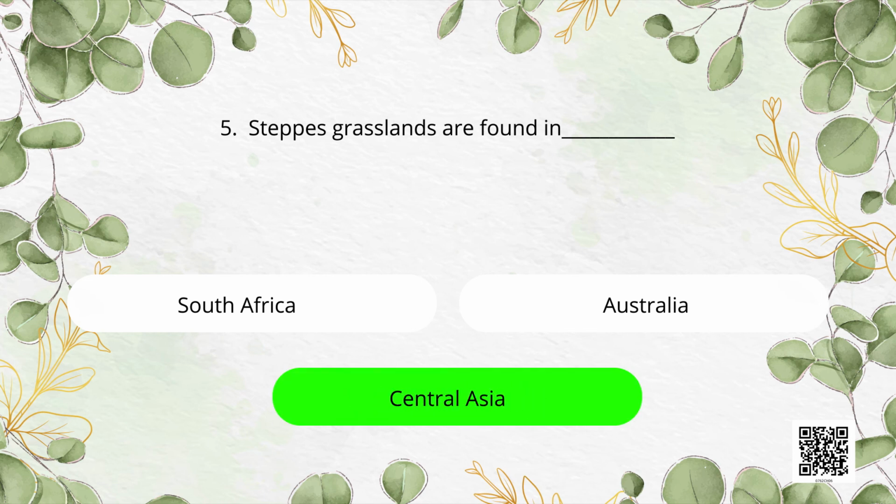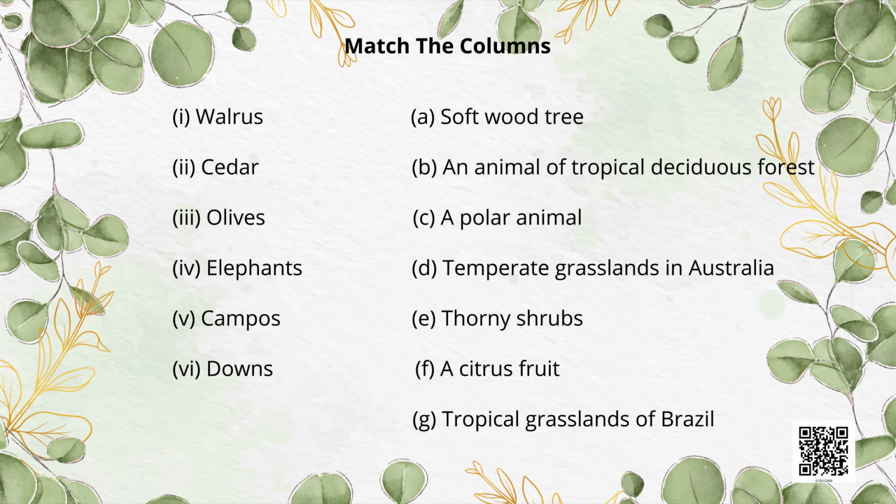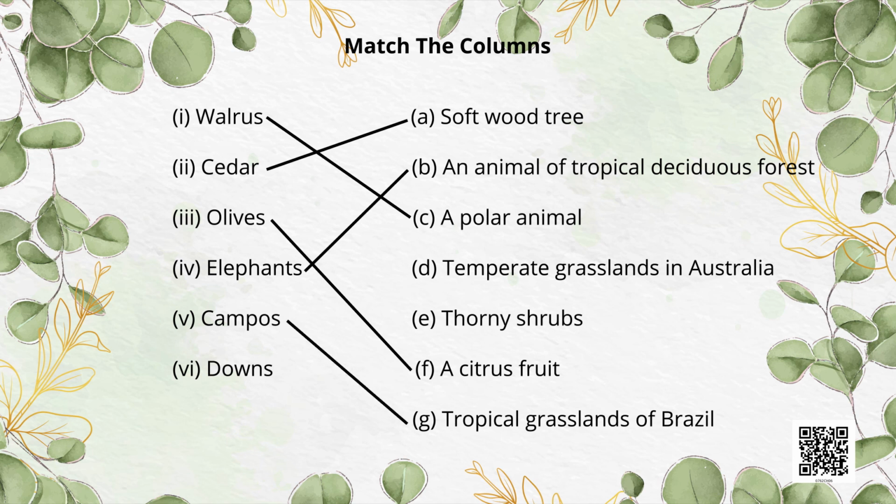Now let's move forward and match these columns. First we have walrus, and it is a polar animal, so we match it here. Next we have cedar, which is a softwood tree. Then we have olives, which is a citrus fruit. Then elephants, which are found in tropical deciduous forests. Campos are the tropical grasslands of Brazil. Last we have downs, which are temperate grasslands in Australia.